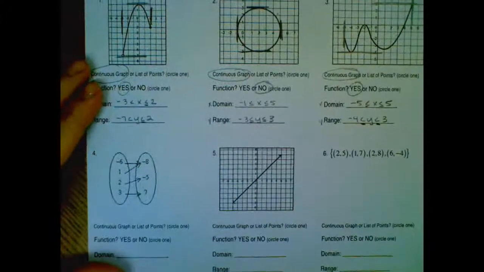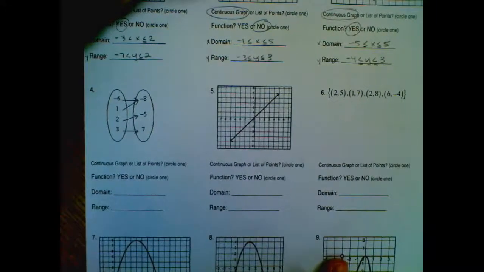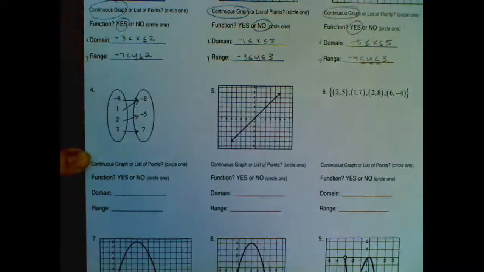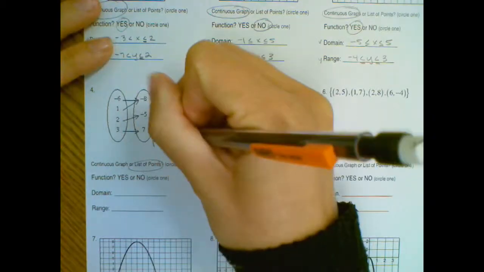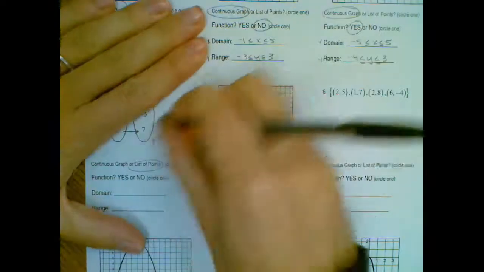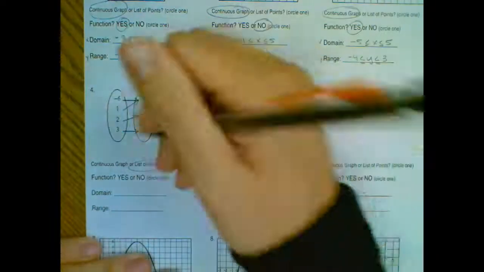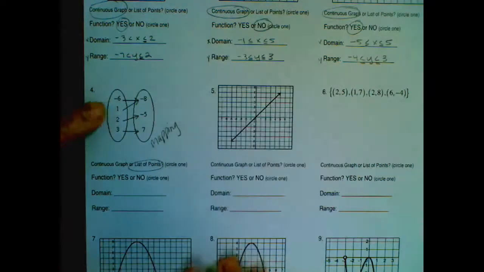All right, group, we are working on numbers 4 through 6 on our examples of domain and range notes. So this one here, this is a list of points. We call this a map or mapping, okay, because of the arrows. So we call this mapping from one number to the other, okay?